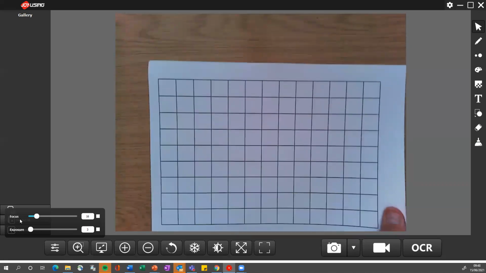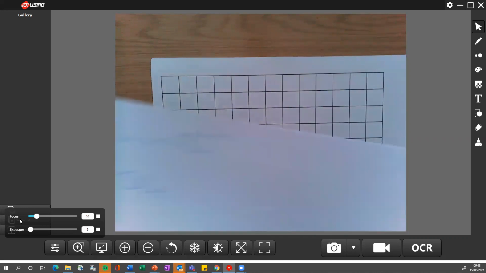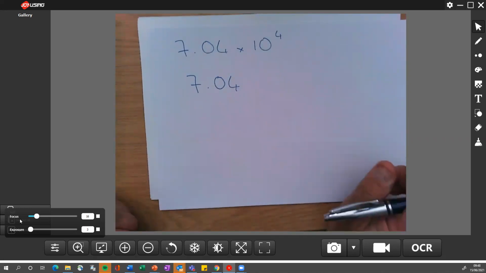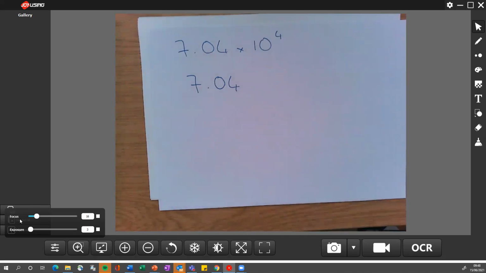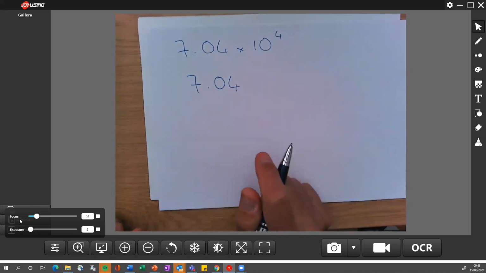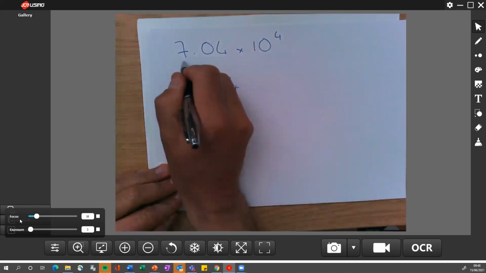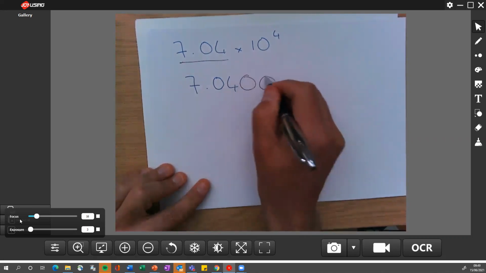But what about moving in the other direction? What about undoing standard form? Well, actually, we do only have to do this backwards. So here we have 7.04 times 10 to the 4, and we want to convert that to ordinary form. The first thing to do, just write out this bit, that's called the mantissa, and stick a load of zeros after it.